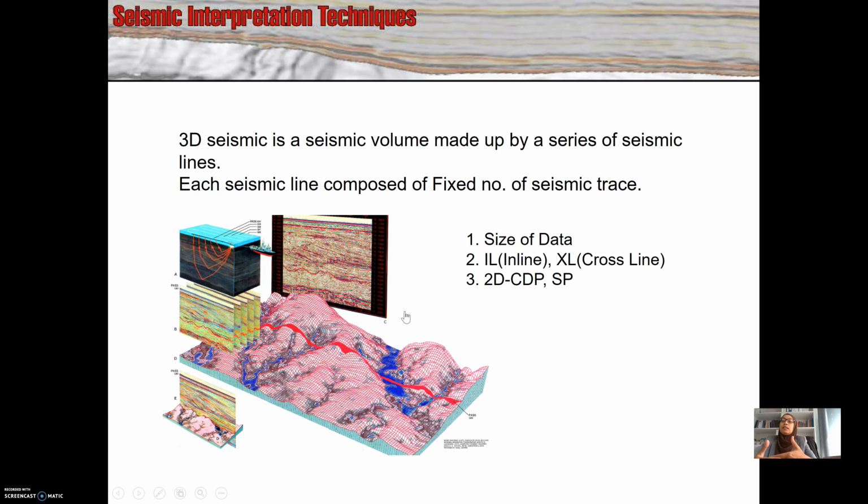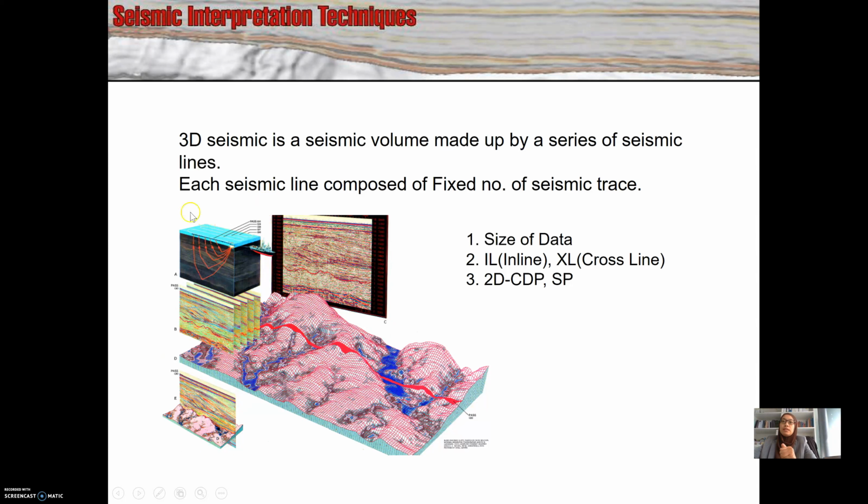Each seismic line is composed of a fixed number of seismic traces, and we have thousands of traces in a 3D seismic. In 3D seismic, the main components are the inline, the crossline, and one more thing, the time slice. You're going to have a huge amount of data. The size of the data is going to be very big. And in 2D, it's only a comparison with 2D. 2D only has CDP, common depth point, and shot point.